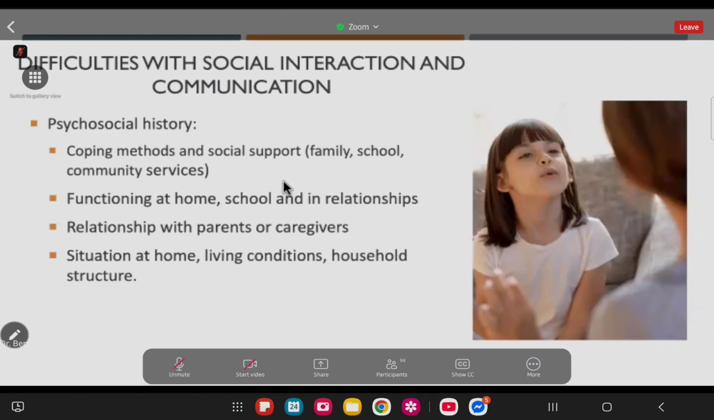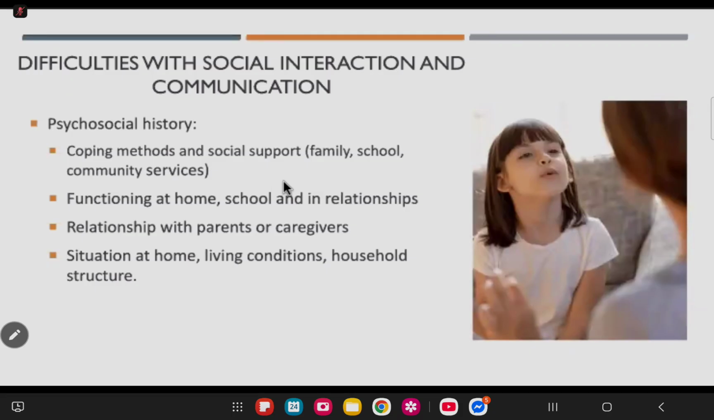Also, again, situation at home. This differs from the functioning at home because not all homes in a good condition are functional. So what do I mean? For example, you are... takes care of the kids.